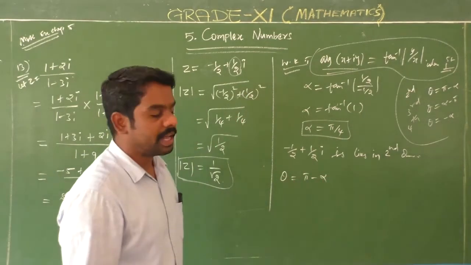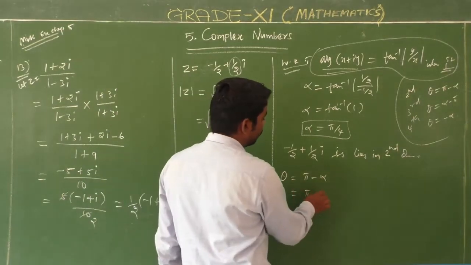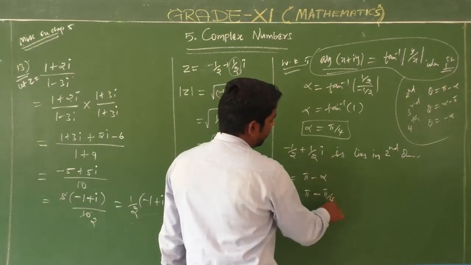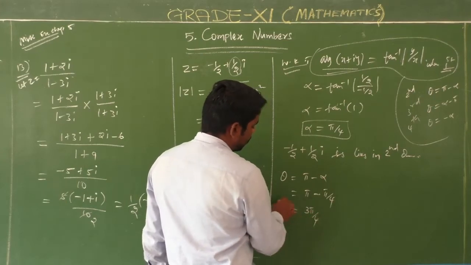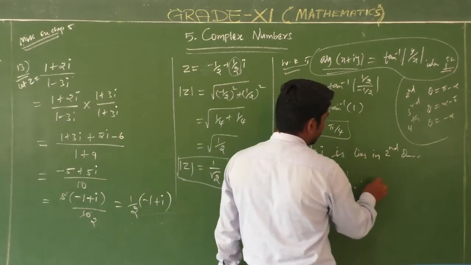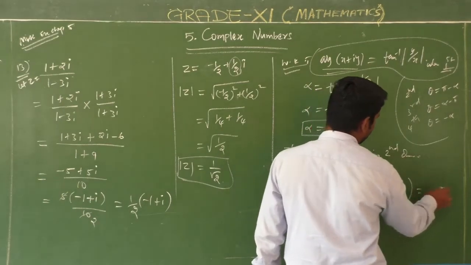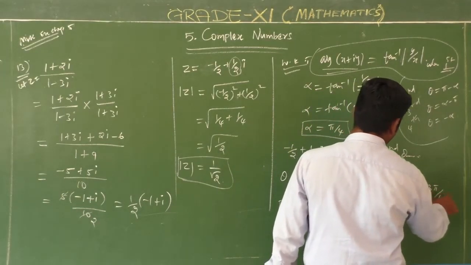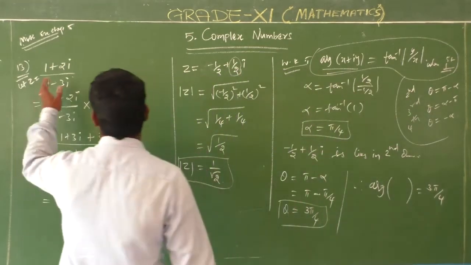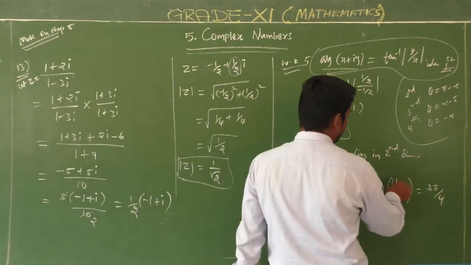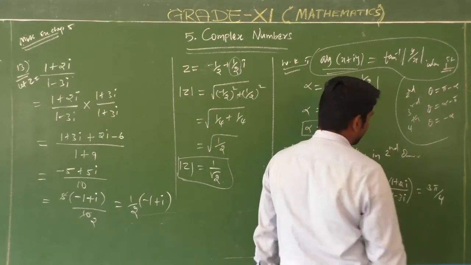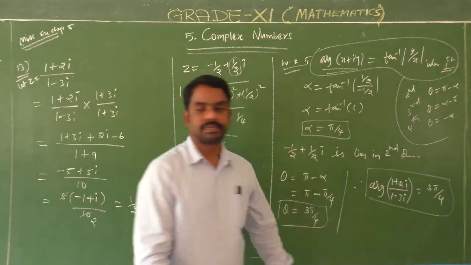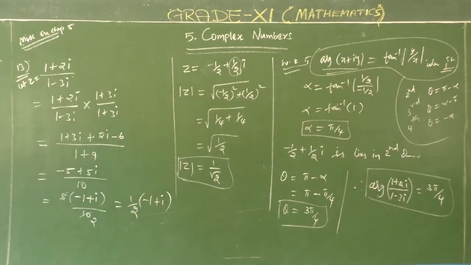Theta equals pi minus alpha. Pi minus alpha is pi by 4. So pi minus pi by 4 is equal to 4 pi minus pi by 4, so 4 pi minus pi is 3 pi. So therefore, the argument of the given complex number (1 plus 2i) divided by (1 minus 3i) is 3 pi by 4. Right.